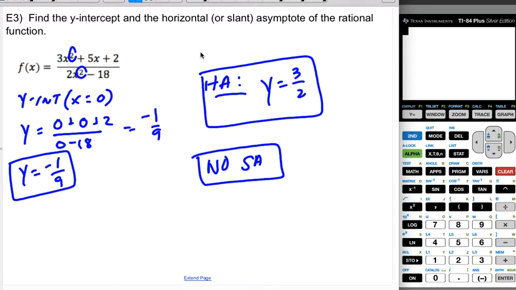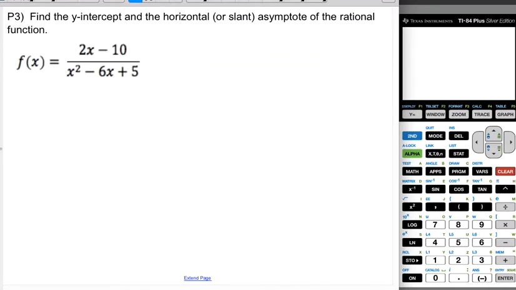So you either have a horizontal asymptote or you have a slant asymptote. You don't have both. All right, let's go ahead. Same idea. Give this a try. You're going to find the y-intercept and the horizontal or slant asymptote of this rational function. You can pause me if you're ready to do it on your own.